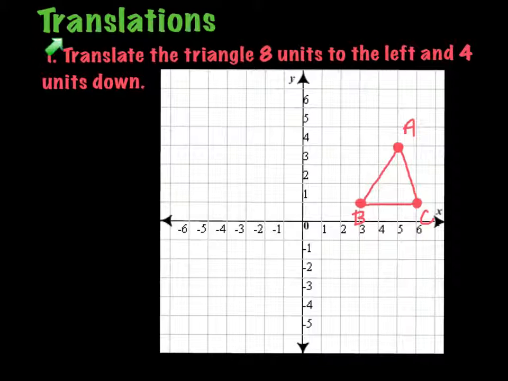Okay, here's your title, Translations. You should be in the Notes section. We need to translate the triangle 8 units to the left and 4 units down. So in box 1, just draw a rough sketch of a coordinate plane. Doesn't have to be perfect.